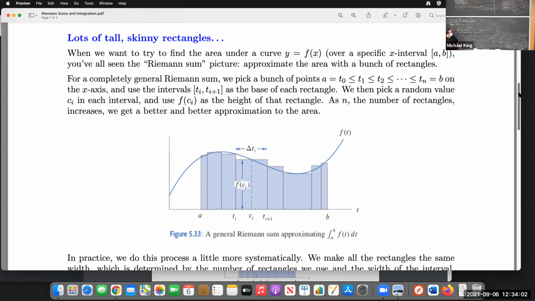And then we pick C sub I between, what do we call it, between T sub I and T sub I plus 1.